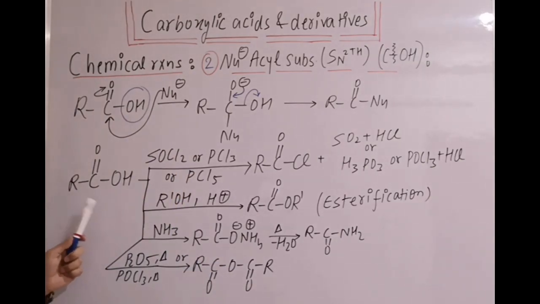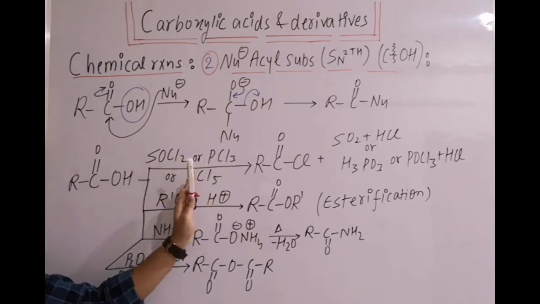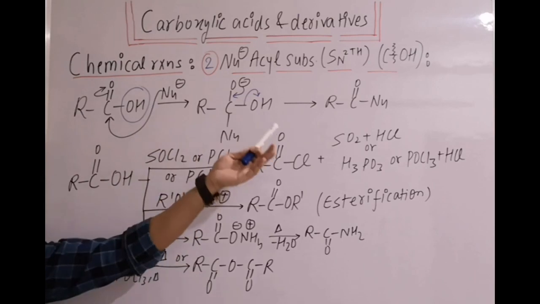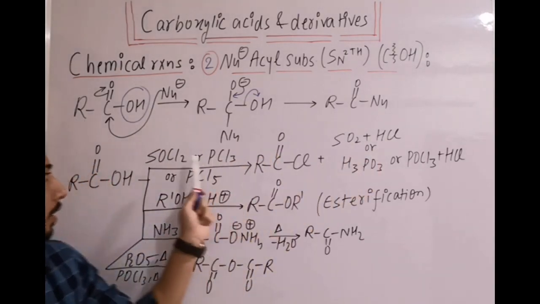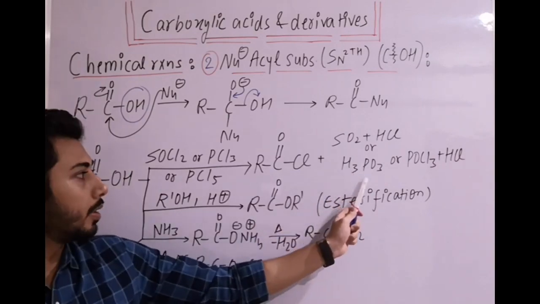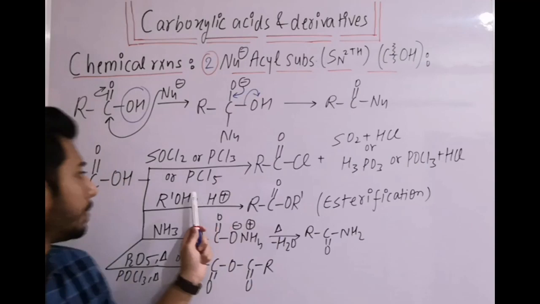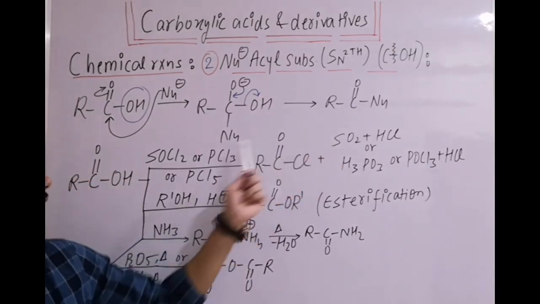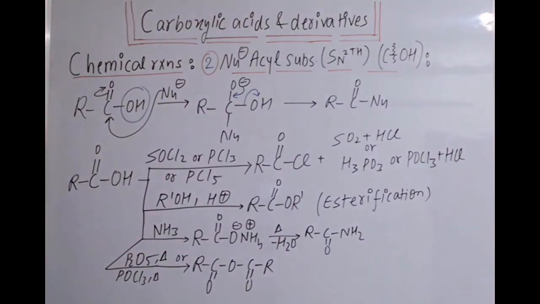Now what reactions are possible here? Important reactions: carboxylic acid with SOCl2 or PCl3 or PCl5. All these reagents you have done in alcohols, ROH to RCl. RCOCl is formed plus SO2 plus HCl with SOCl2, or H3PO3 with PCl3, or POCl3 plus HCl with PCl5. Among them the best is SOCl2. Why? The byproducts are gaseous in nature.